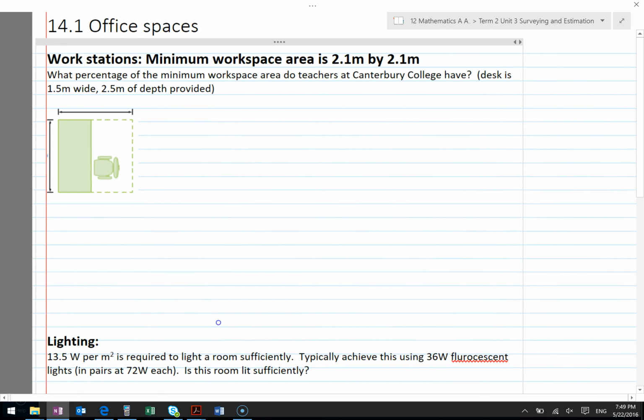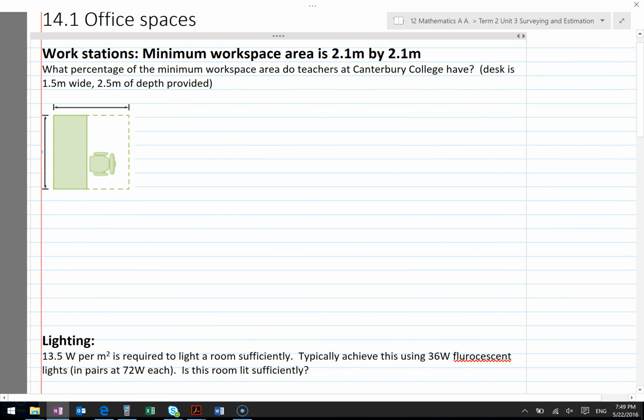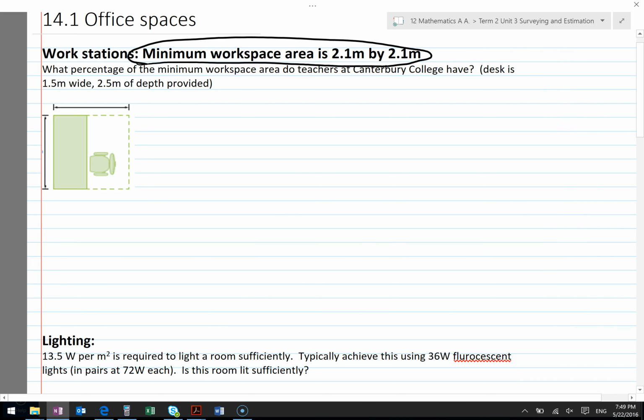Okay, we've got first a thing about workstations. The minimum workspace area is defined somewhere as 2.1 meters by 2.1 meters. That's just the fact that you're provided in the textbook. And what percentage of the minimum workspace area do teachers at Canterbury College have? So I've gone down to N-Block and measured the desks. They're typically 1.5 meters long and there's 2.5 meters of space back there.